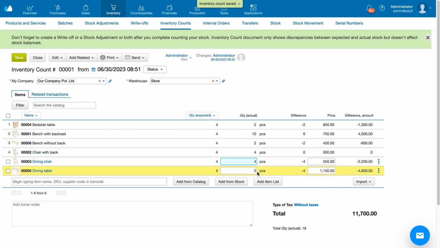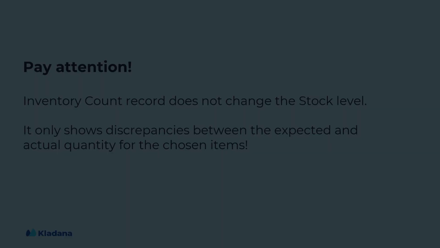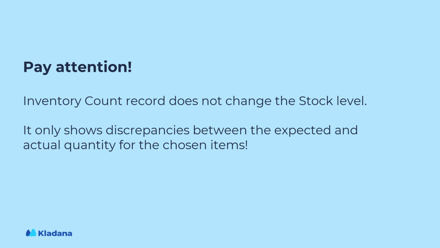When you have 1,000 positions in stock and count them by barcode scanning, it is very convenient to count and see the difference when the process is over. I have finished counting for the chosen product group. Now I can save the inventory count document. Pay attention: counting by itself does not change the stock level. It shows discrepancies between expected and actual quantity. After counting, to adjust the stock level, you have to create stock adjustment or write-off transactions.